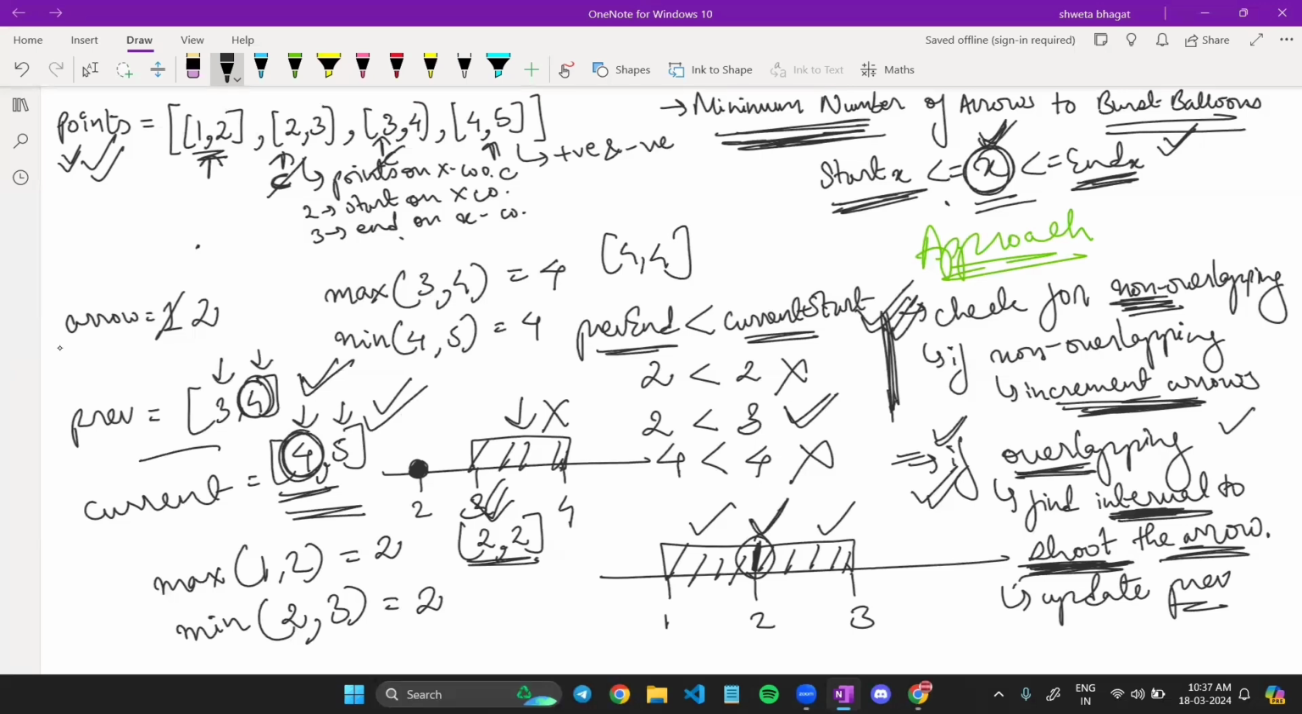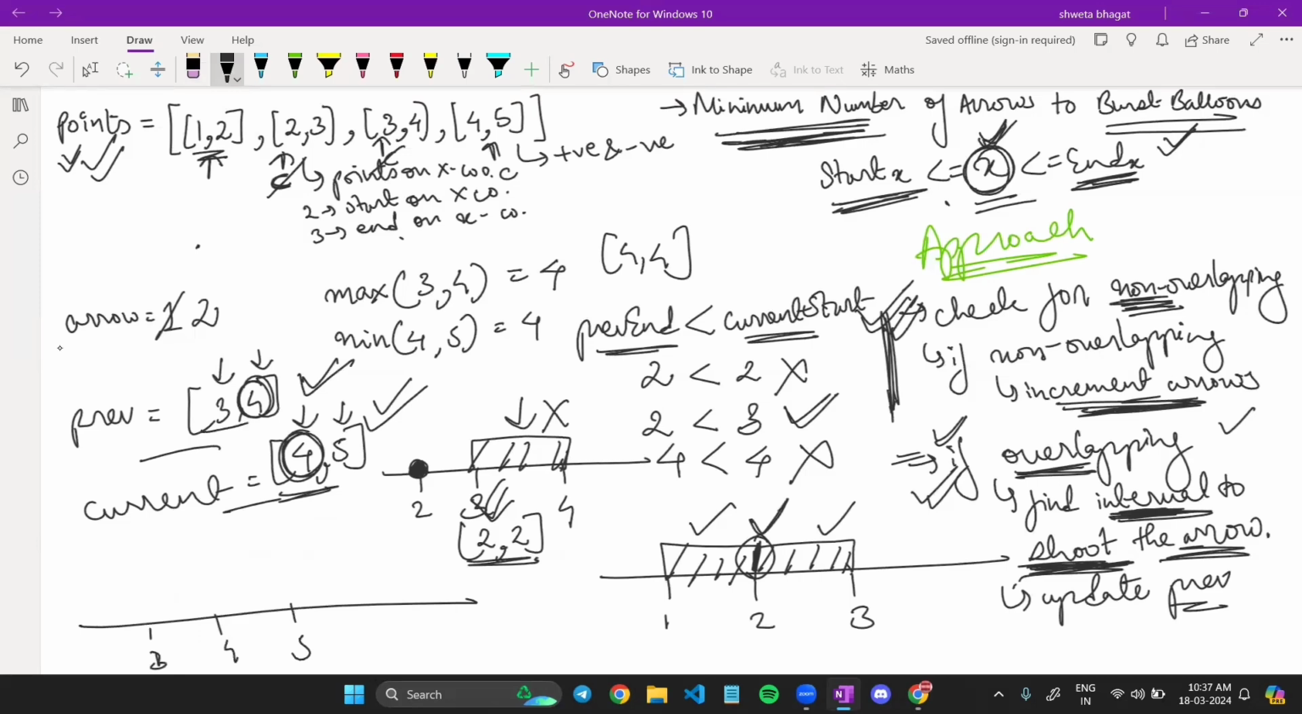Additionally, if we represent these 2 balloons on number lines, the first balloon is from 3 to 4. So here is our first balloon. And where is the second balloon? The second balloon is from 4 to 5. So here is our second balloon. So which is the common point? The common point is this only, right? That is 4. So if we shoot an arrow at this 4, then only we'll be able to burst them, right? So that's why this 4 is the common point.